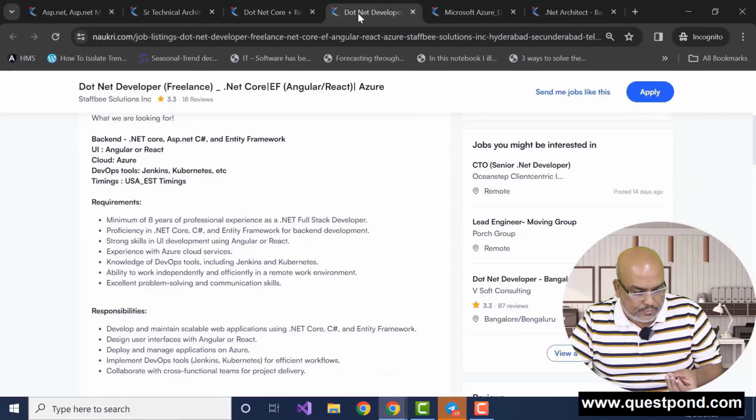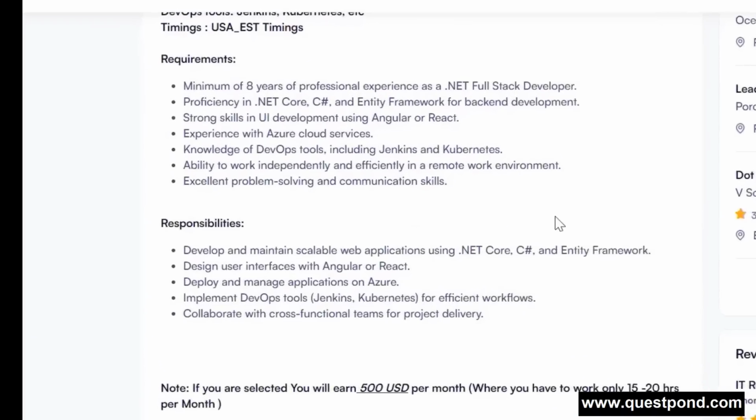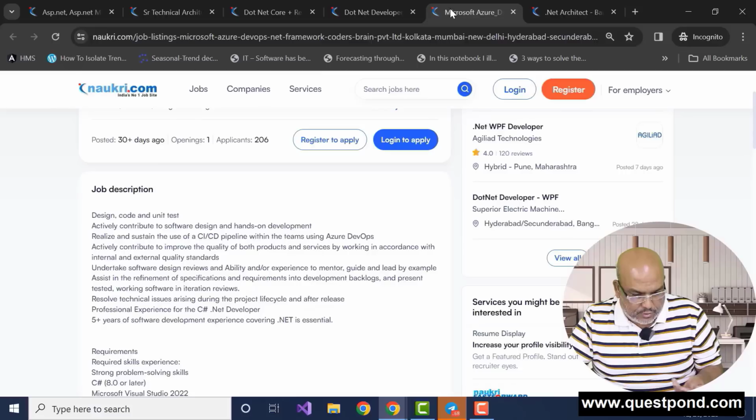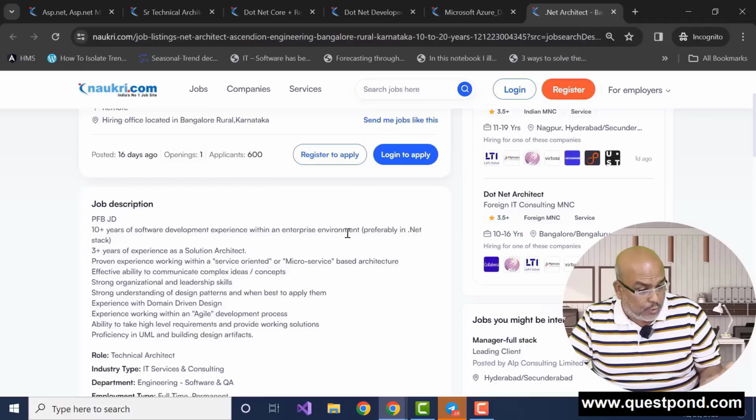Let us look at other ones. Here also I can see Angular, React, and yes, DevOps tools, Jenkins, Kubernetes, again you can see, right? And if I see out here, Azure DevOps, CI/CD, again we have C# and basic ASP.NET. Let's move ahead. If you look at this job profile, this is again very interesting.